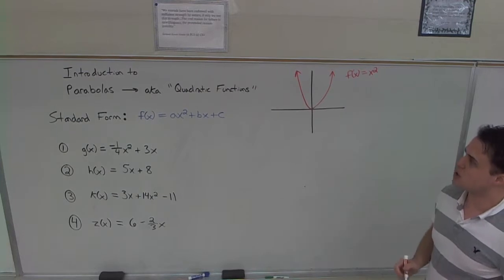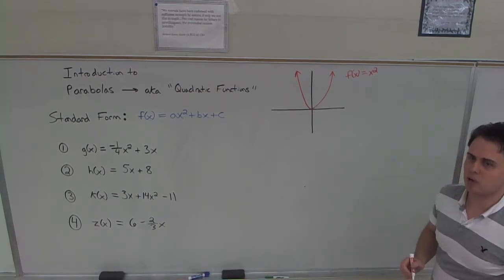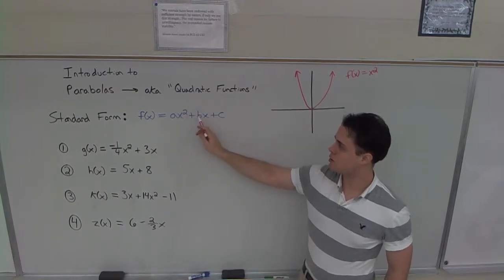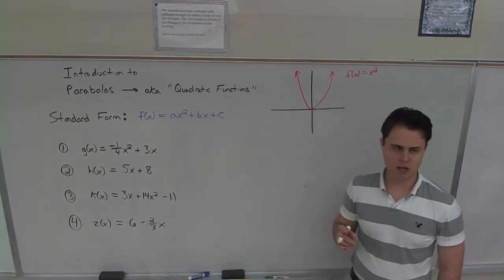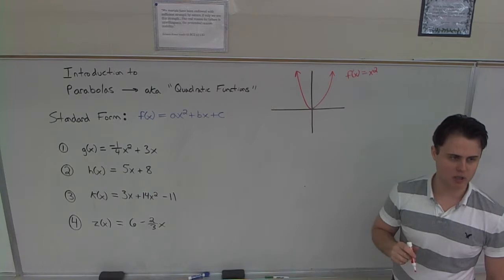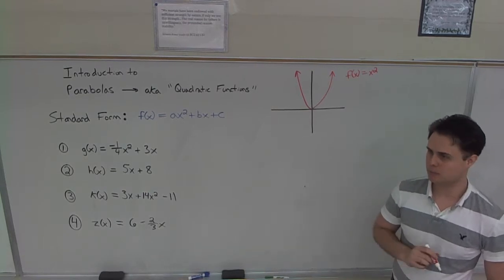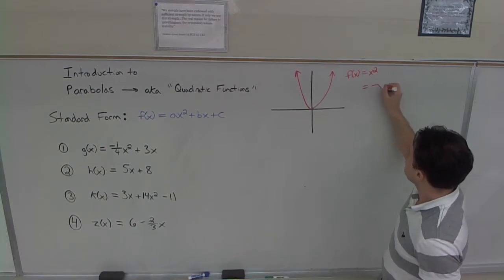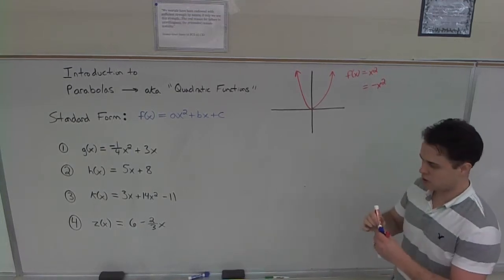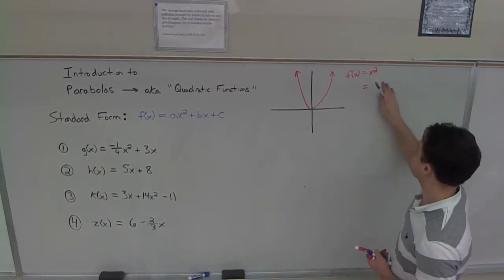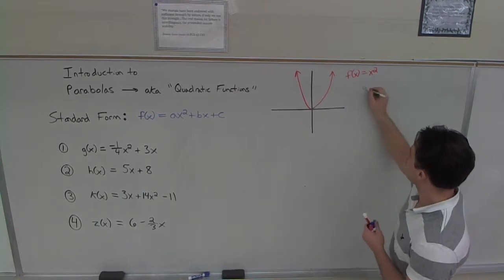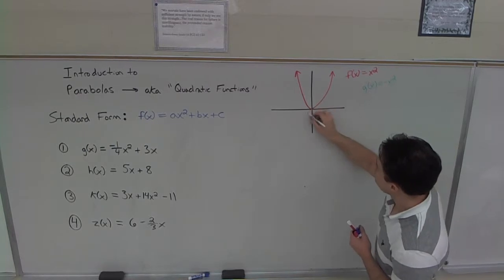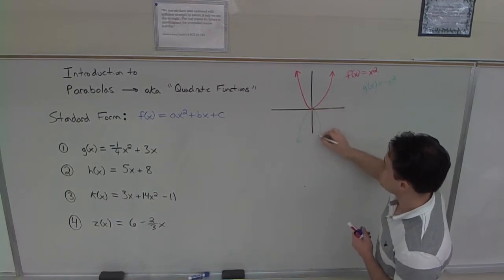So there's the most basic upward-facing parabola. The question is, which coefficient here, the a, the b, or the c, do you think might flip this over and turn it down? The a, yeah. If you look at negative x squared in your calculator, you'll quickly see it's the exact same thing, except it's been flipped over this way.